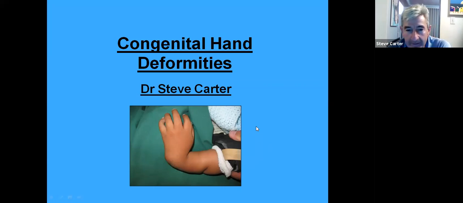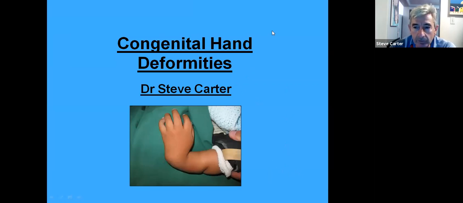Basically, let's run through this evening some of the congenital hand deformities. And I think to start off with, in the environment we're in at the moment, it's not called congenital hand deformities anymore, it's congenital hand differences. Okay, so instead of a deformity, it's a congenital hand difference. And that does make a difference when dealing with the parents. That is not actually a deformity as such.